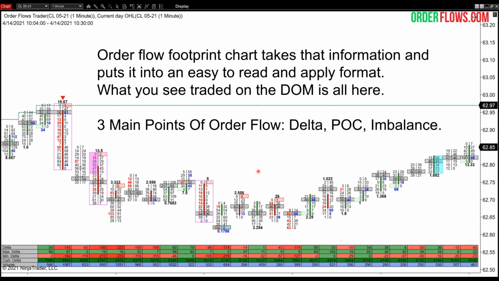So what makes the footprint chart much different than, say, your normal bar chart is you can see the volume. You can see the volume traded on the bid. You can see the volume traded on the offer. You can see where the most volume in a bar traded. You can see how the market reacted at the extremes, at the high or the low of the bar, at the high or low of a swing, at the high or low of the day, right? And that's very valuable information as a trader.